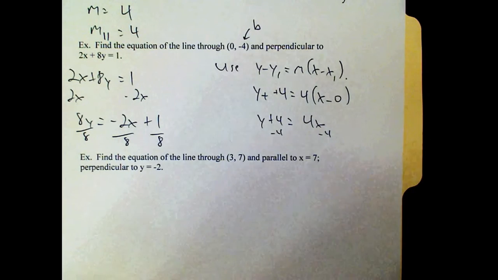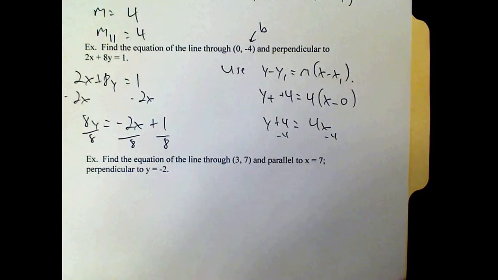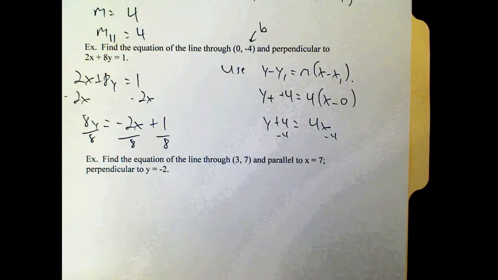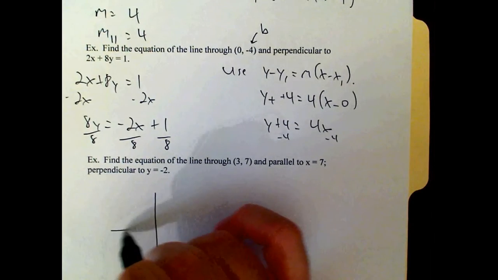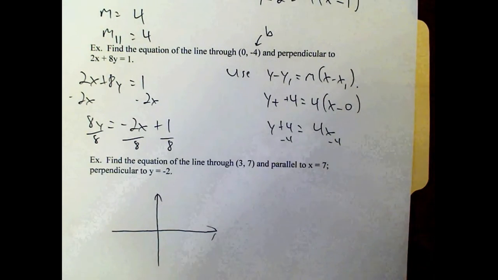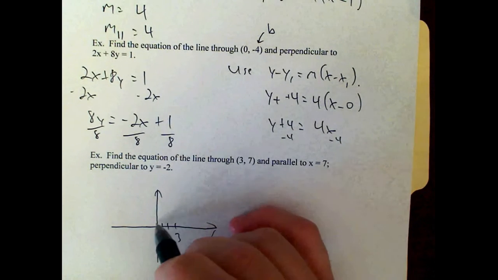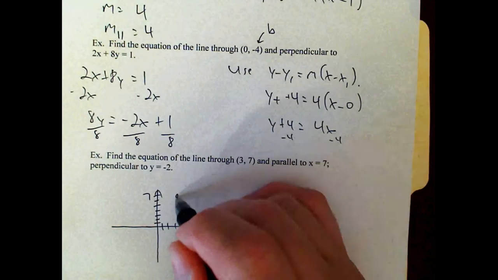Now let's look at this example. Find the equation of the line through (3, 7) and parallel to x equals 7, perpendicular to y equals negative 2. What we're going to do here is plot this point and draw lines that help me do it. There are other ways, but this is by far the easiest way. So (3, 7): there's a point 3 right and 7 up. So that's the point (3, 7).